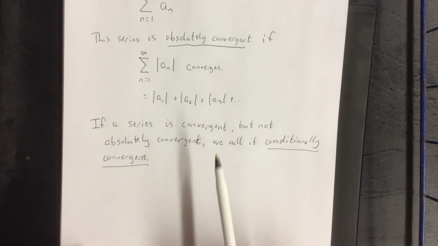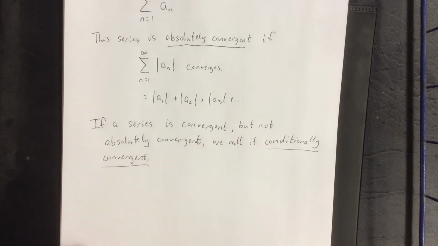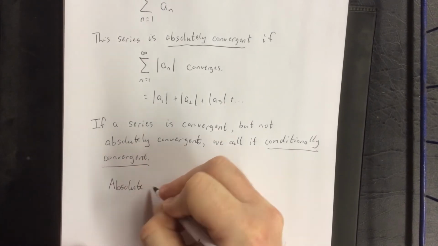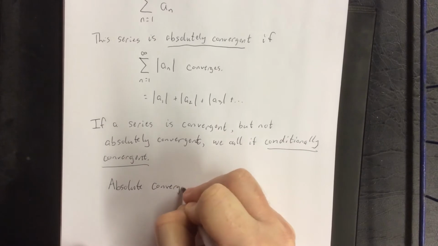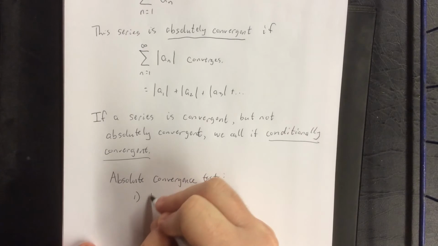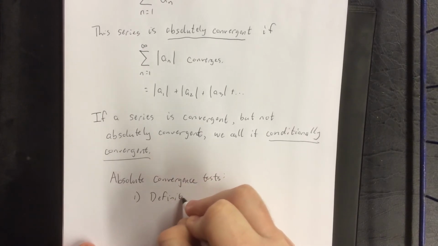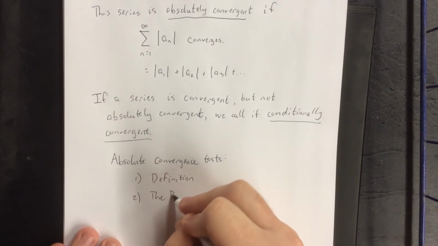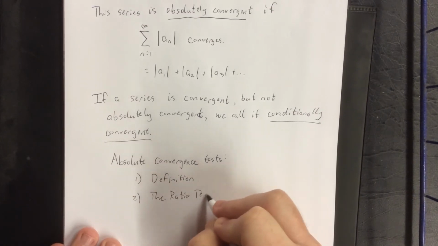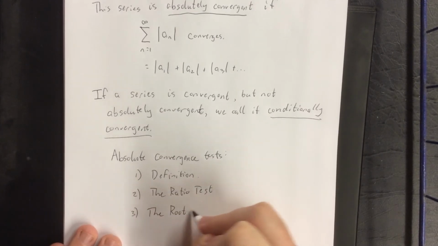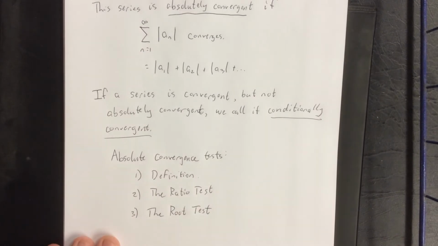Now, outside of simply using the definition of absolutely convergent, there are a couple of tests that we can use that will take us directly to absolute convergence. You can apply the definition of absolute convergence, which we'll do in just a moment. We also have the ratio test and the root test. Those will be introduced in future videos.